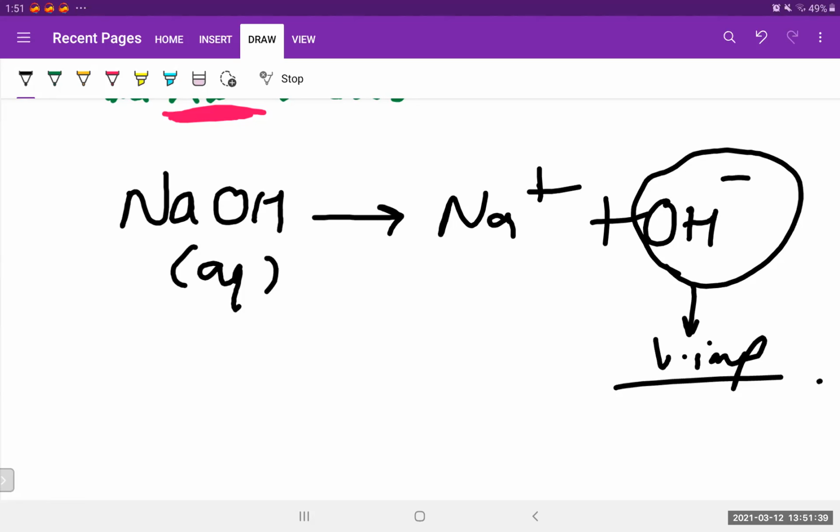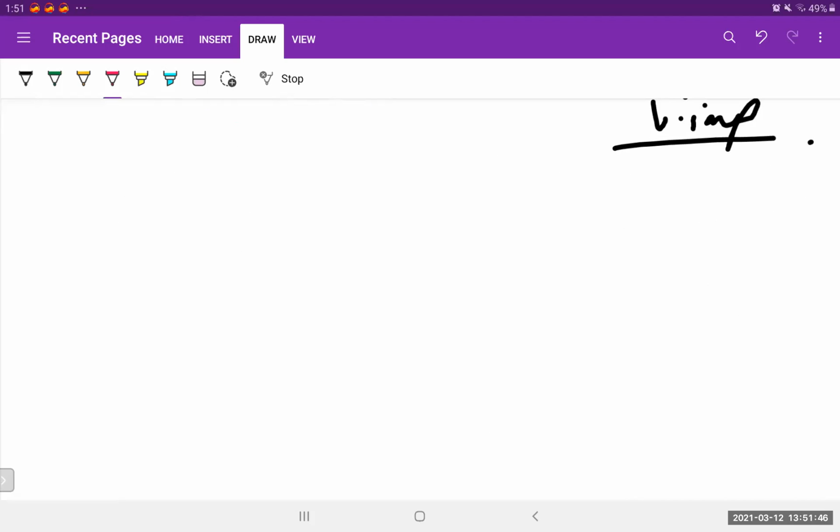So now let's come to the classification of bases. Like we classified acids in our previous lecture, let's see the classification of bases.